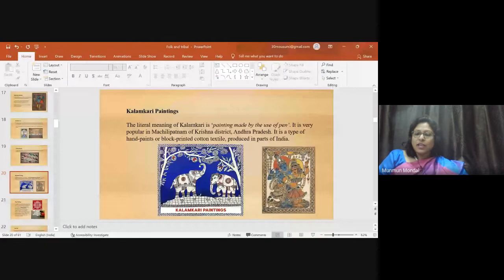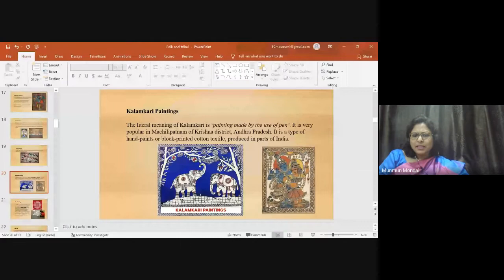So Kalamkari is from Andhra Pradesh, and this Kalamkari painting is very popular in the Krishna district. Basically, it is very much hand painting. Definitely, I will mention that Madhubani is hand painting, Pithora is hand painting, all are hand painting. But here you can see the first line drawing is made by the pen or Kalam. That is why the term Kalamkari came.